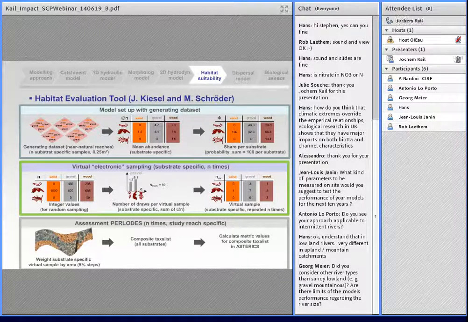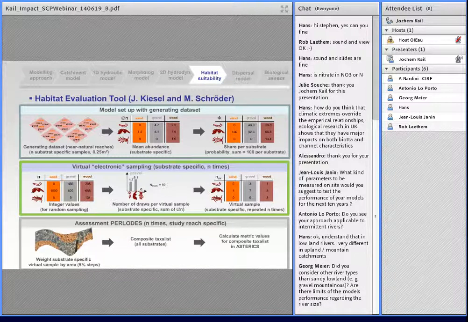There's a question, applicability to intermittent rivers. Yes, actually we had an intermittent river, the third one, which is the Quatera in Portugal. We had some funding problems with the Portuguese partner because of the financial crisis. That's why we didn't finish the work there.